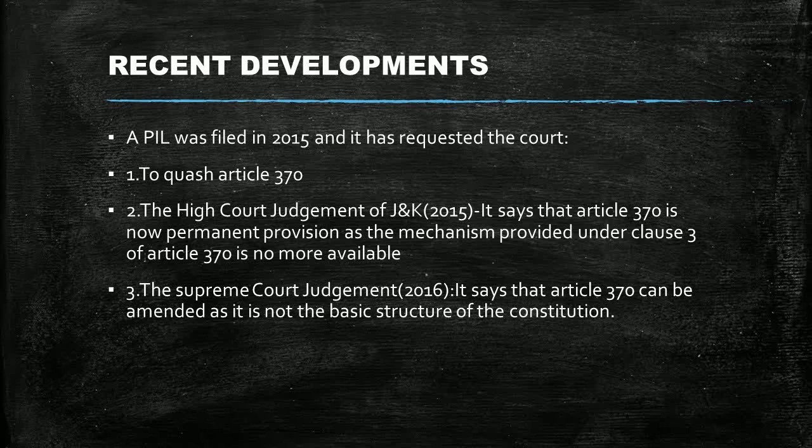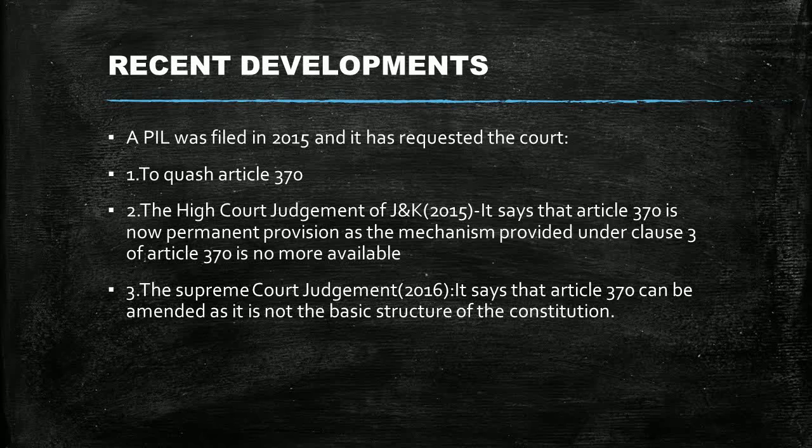It also said that Article 370 begins by saying temporary provisions, so it means it had to go after some time. Now the response of the High Court of Jammu and Kashmir was that Article 370 is now a permanent provision as the mechanism provided under Clause 3 of Article 370 is no more available. Clause 3 says that the President can declare Article 370 ceases to be operative only on the recommendation of the Constituent Assembly of the state. But the Constituent Assembly of the state dissolved in 1958. The body exists no more. So the High Court says that it is now a permanent provision of the Constitution.